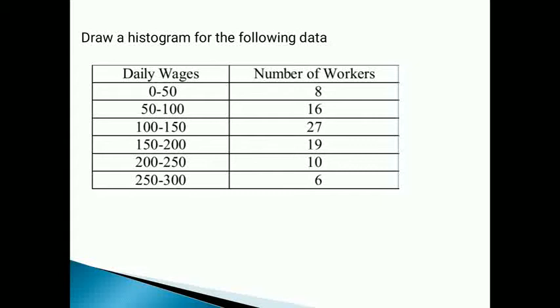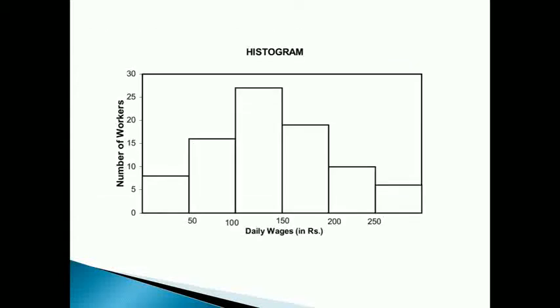Let's see. This is the histogram for the data. On the x-axis, daily wages, and on the y-axis we take the number of workers. If you have any problem regarding this diagram or histogram, please drop your comment in the comment box.